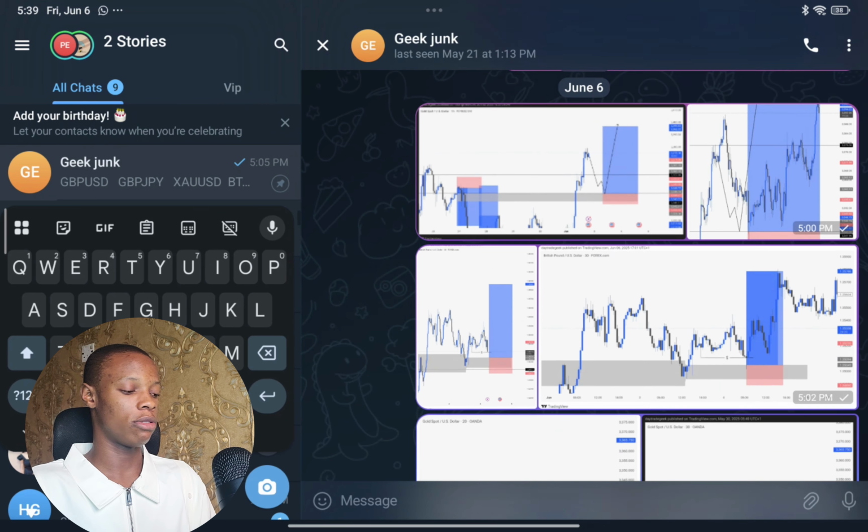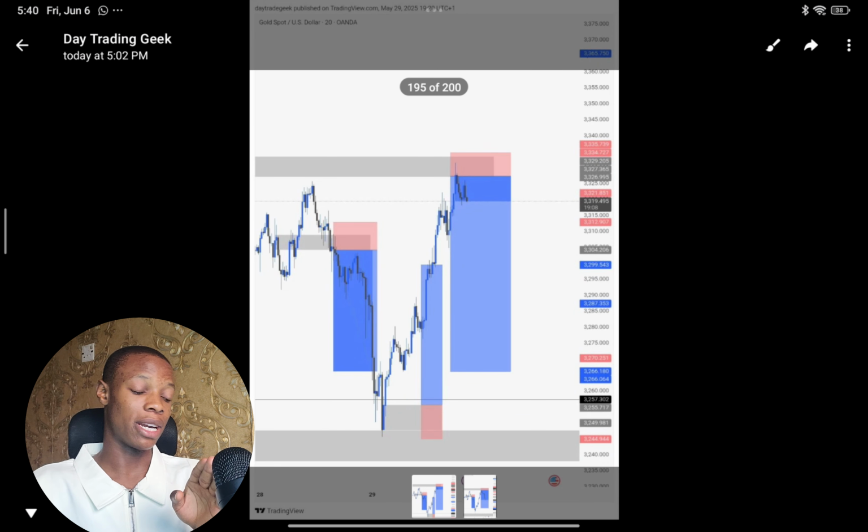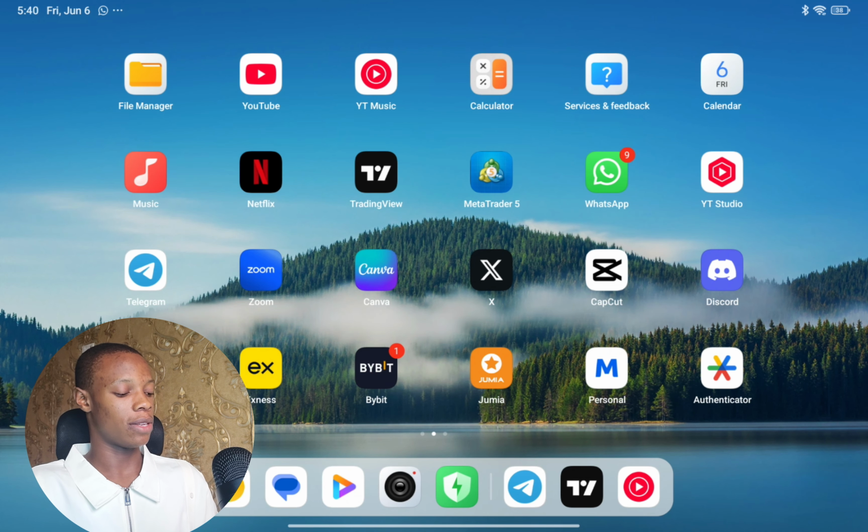So take a look at where I entered for this sell. I dropped some of my setups, some trades I took. So this was where I took the sell. I didn't even take it when the price just got to the key level. I didn't set any limit order. So that was why I took this very sell.